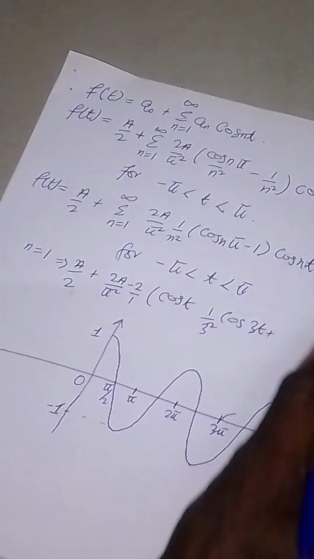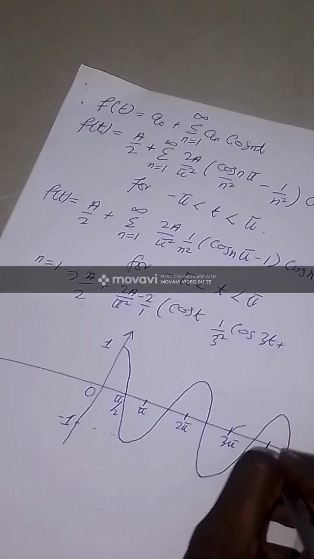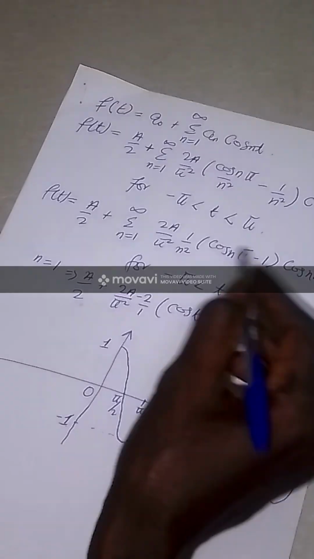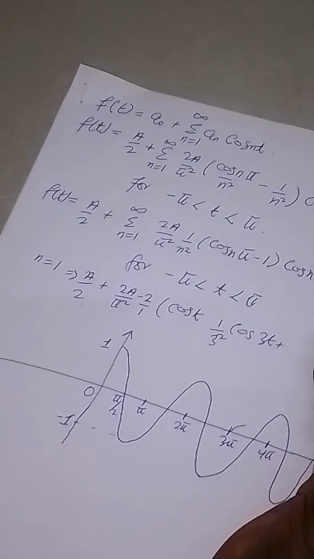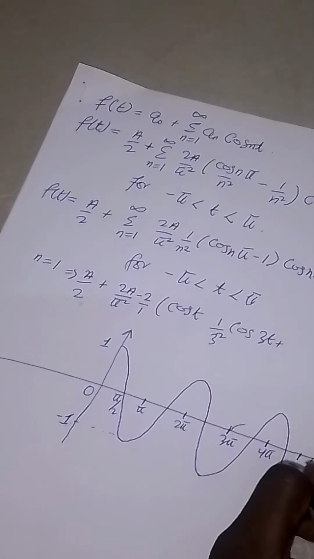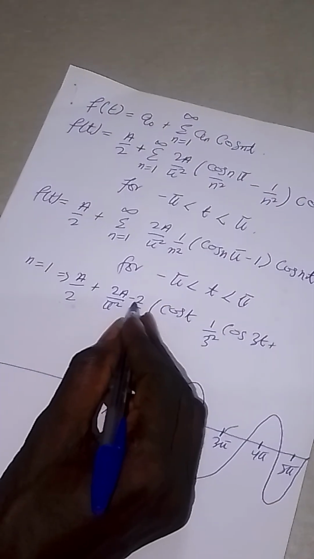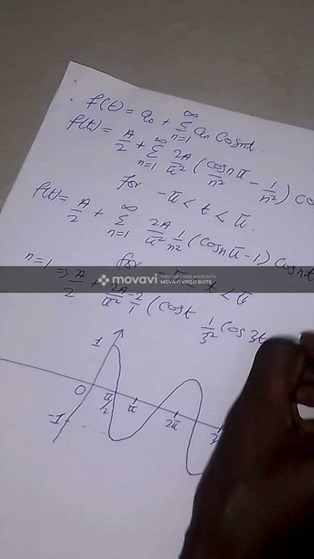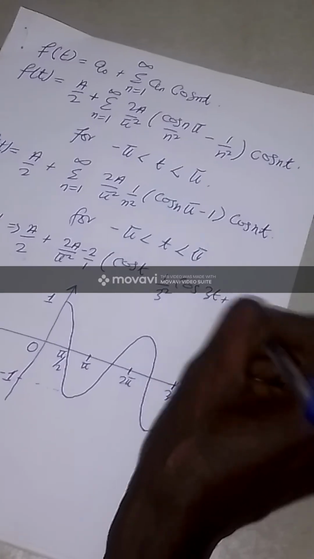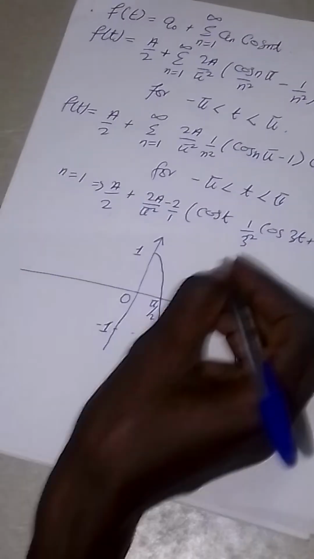Now let me put 4 here. If I put 4, cos 4 pi. If here is 3 pi, here will be 4 pi. Cos 4 pi is 1. So if I put 1 here, 1 minus 1 is 0, so 4 pi will go to 0, so I don't have to mind it. If here will be 5 pi, if I put 5 pi here, it's minus 1. So minus 1 minus 1, minus 2. Then it will be minus 2 and then the n squared, so 5 squared. So plus 1 over 5 squared. So this one will continue like that.